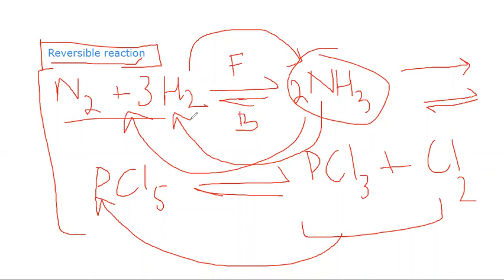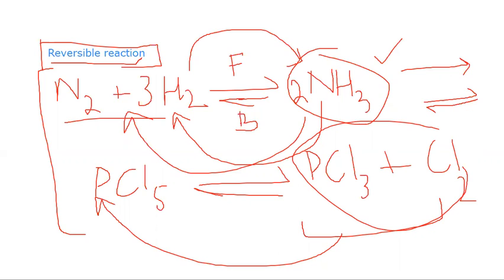And in the last difference, you can write about some examples. In irreversible reactions, you can write about the combustion reaction, neutralization reaction, and in reversible reactions, you can give the example of ammonia formation, PCl3 and chlorine formation. So you have to write some examples.